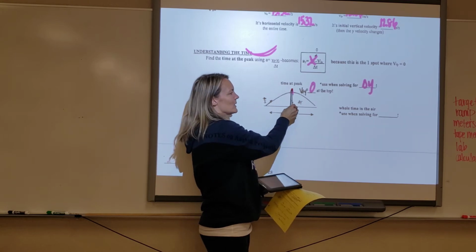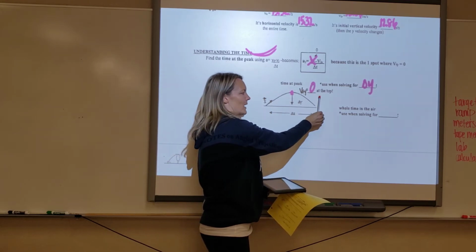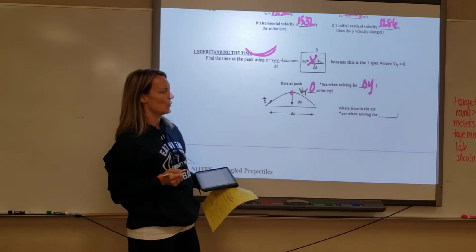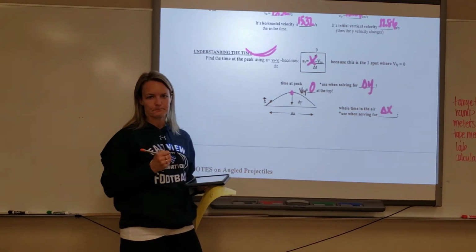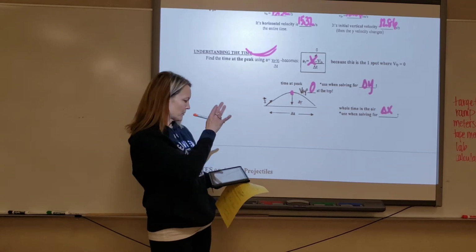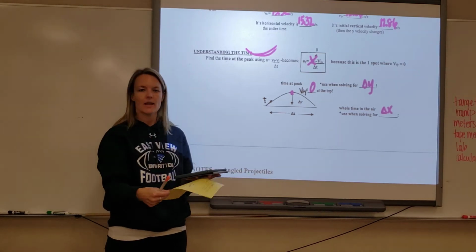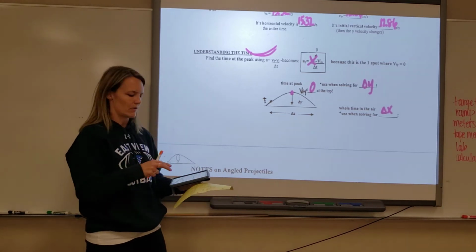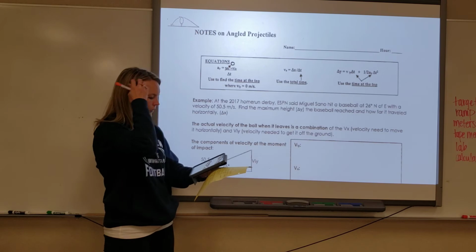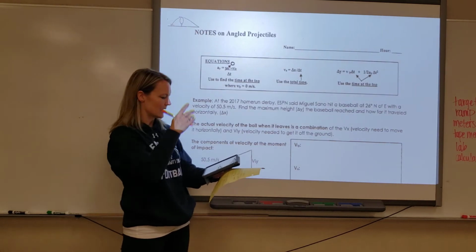So we are going to have to multiply our time by 2 to get the total time, the whole time it's in the air, when we're looking to solve for delta x. All right, so that's kind of a brief introduction to it. If you flip over your notes or go down to the next page, we're going to do an example together.